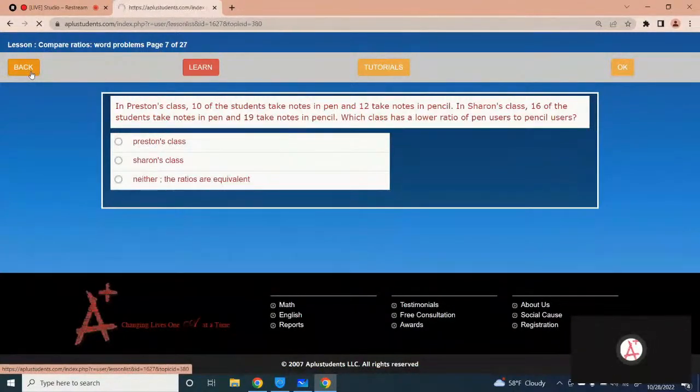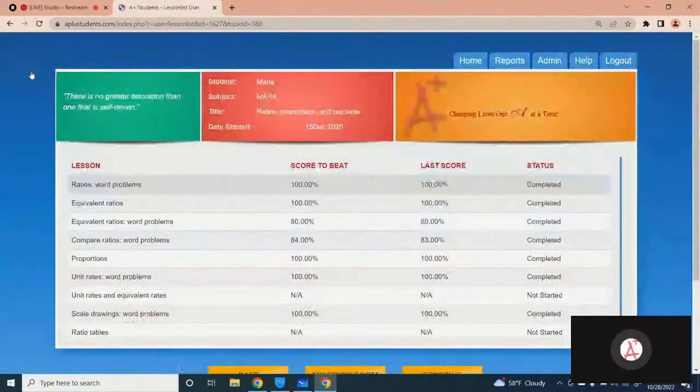Let me just move on to the next topic. The next topic is proportions. Let's start with the next topic, that is proportions.